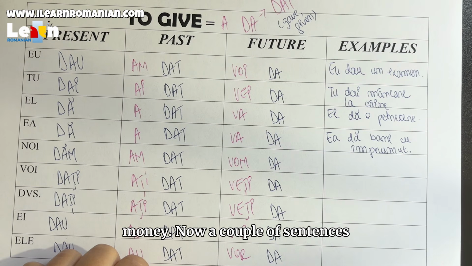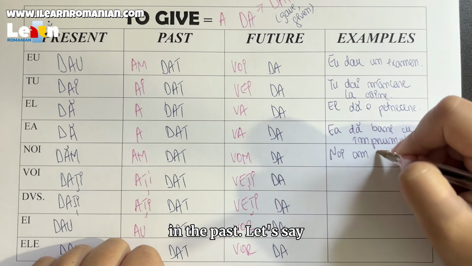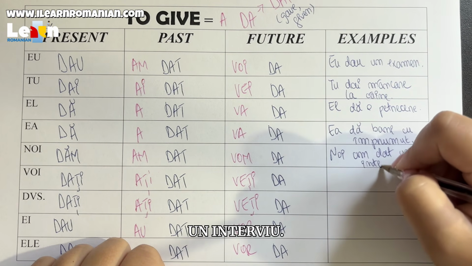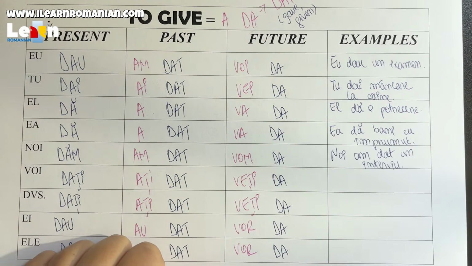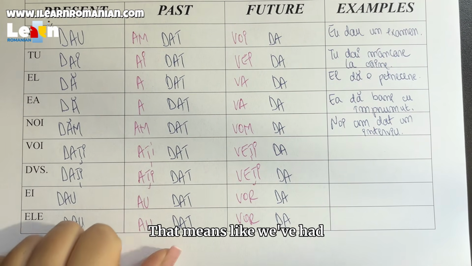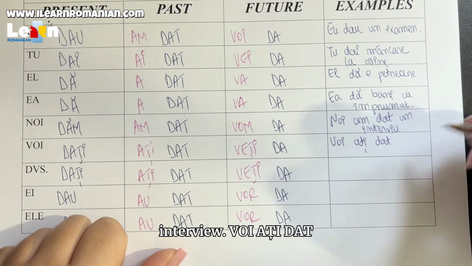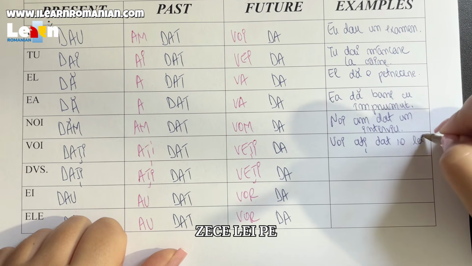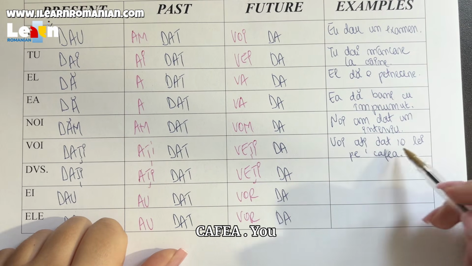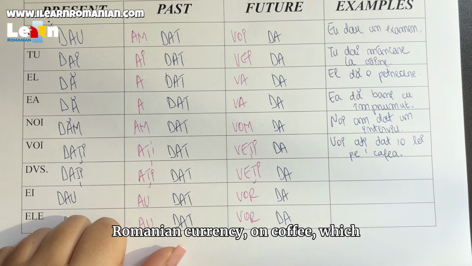Now, a couple of sentences in the past. Let's say noi am dat un interviu. Noi am dat un interviu. That means like we've had an interview, we've held an interview. Voi ați dat 10 lei pe cafea. You gave 10 lei, which is the Romanian currency, on coffee, which means like you paid 10 lei for coffee.